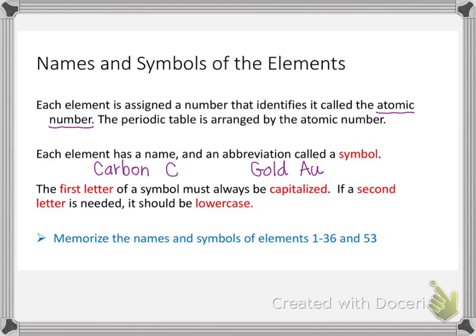As a part of this course, I have you memorize the names and symbols of elements with the atomic numbers 1 through 36 and element 53, which is iodine. Now, what I'm asking you to memorize is not any of the numbers or the locations on the periodic table, but I want you to know, for example, if you have the name sodium, the symbol would be Na. Or if you're given the symbol Zn, then you would know the name is zinc. So I'm just asking you to know the name and its related symbol.